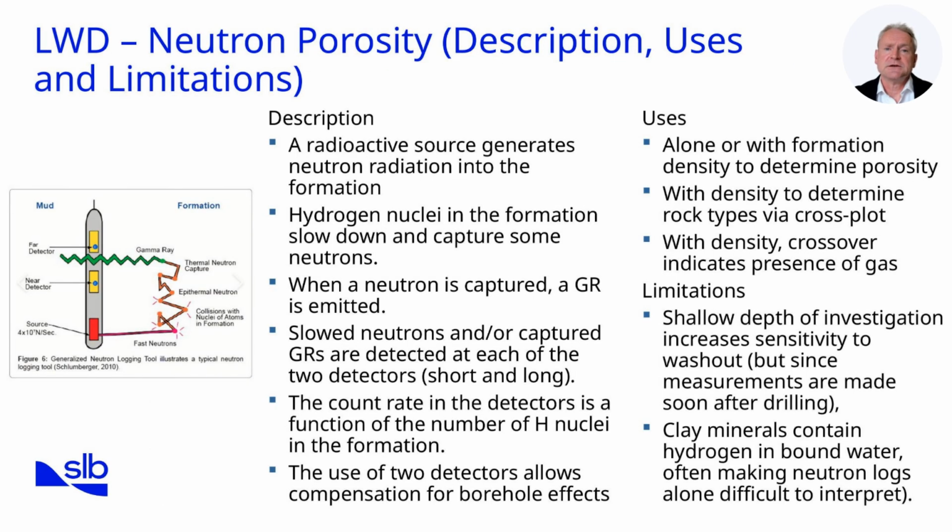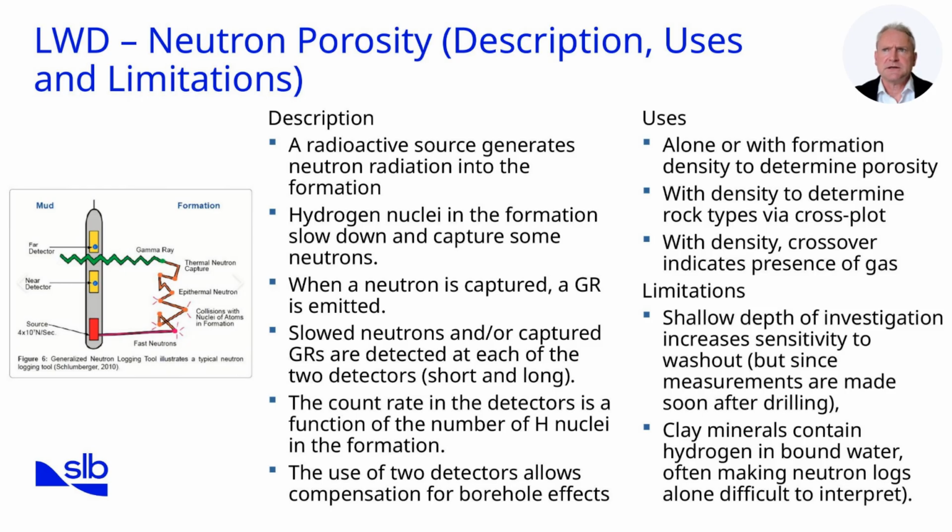This slide introduces the neutron porosity tool, one of the most widely used LWD measurements for estimating porosity while drilling. The tool works by emitting high-energy neutrons from a radioactive source into the formation. These neutrons collide with hydrogen nuclei, which are very effective at slowing them down. Once slowed, neutrons are either captured, releasing gamma rays, which are then detected by the tool's receivers. Since hydrogen is primarily present in pore fluids, oil, gas, or water, the count rate at the detectors is directly related to formation porosity.